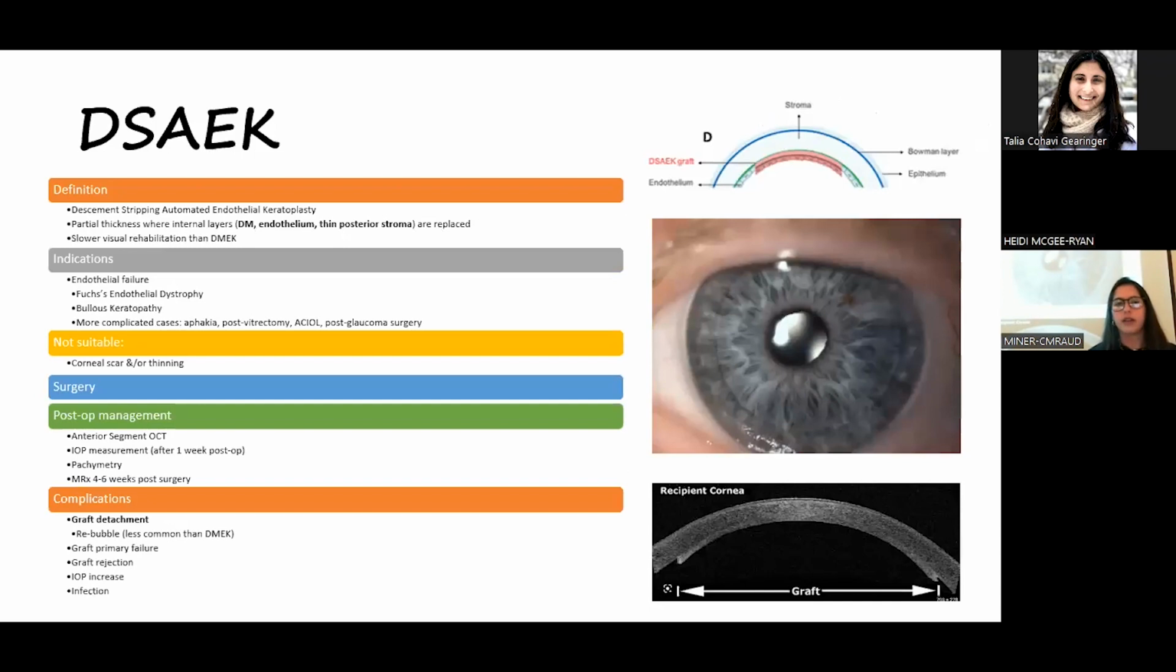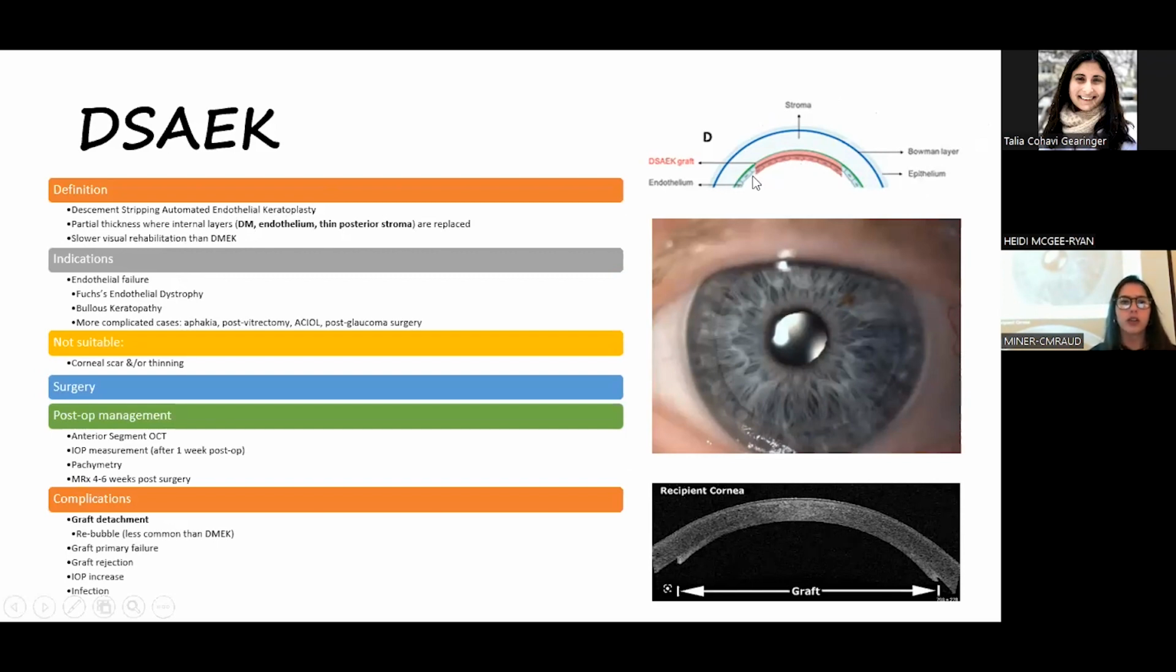So DSEK. DSEK stands for Descemet Stripping Automated Endothelial Keratoplasty. I know it's a big, long name, so we prefer saying DSEK, but it helps us understand what layers are being transplanted. So endothelial keratoplasty, just think about those inner layers. We can see here in this picture on the top right, this pink area shows the inner layers that are being transplanted.